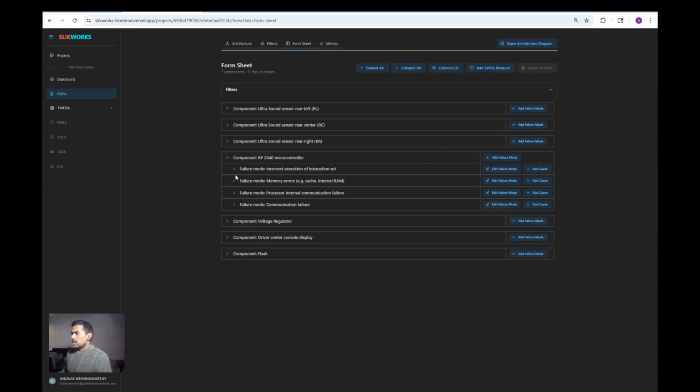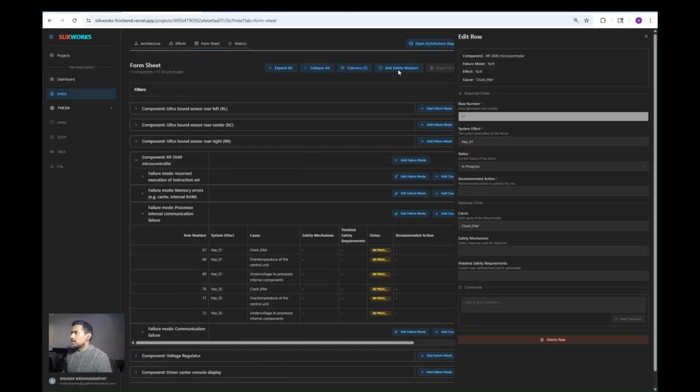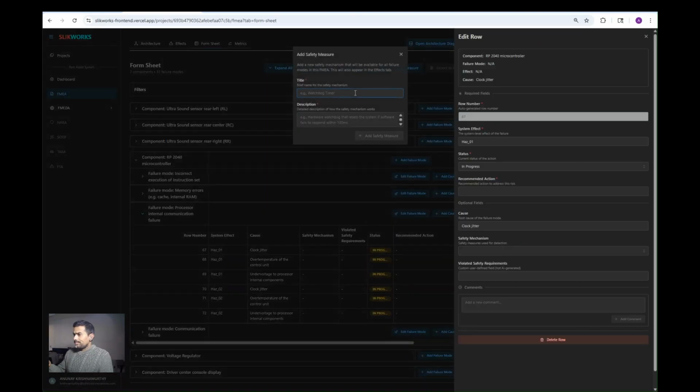There we go. So this is an example. Similarly, we could do something like this for, let's say, processor internal communication failure. So we can talk about clock jitter over here, and then we can add another safety mechanism over here, which is, let's say, clock frequency monitoring.